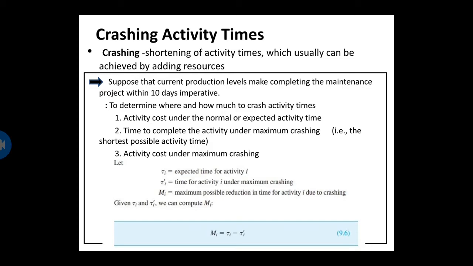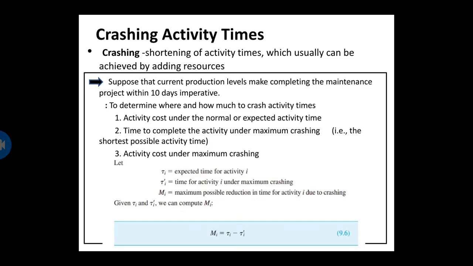Crashing activity times. Now suppose that current production levels make completing the maintenance project within 10 days imperative. By looking at the length of the critical path of the network, 12 days, we realize that meeting the desired project completion time is impossible unless we can shorten selected activity times. This shortening of activity times, which usually can be achieved by adding resources, is referred to as crashing because the added resources associated with crashing activity times usually result in added project cost. We will want to identify the activities that cost the least to crash and then crash those activities by only the amount necessary to meet the desired project completion time.